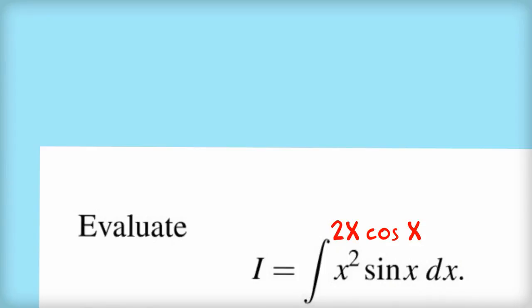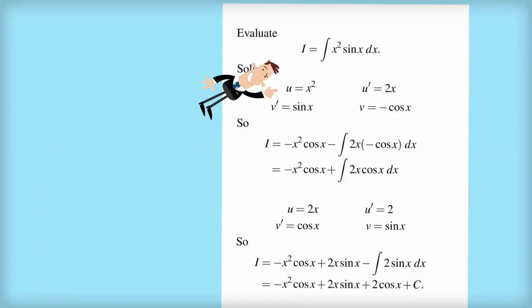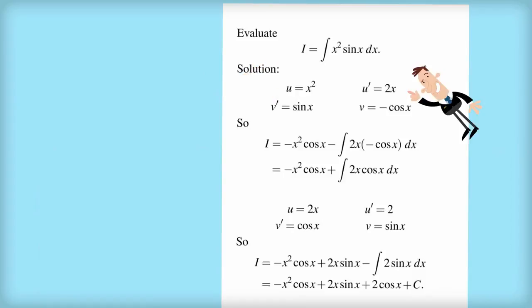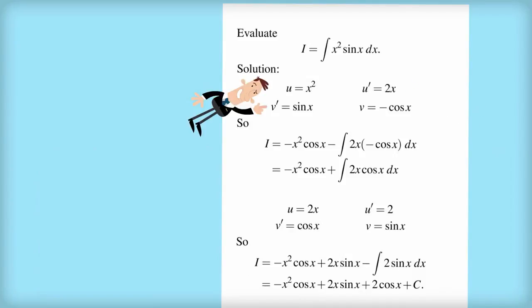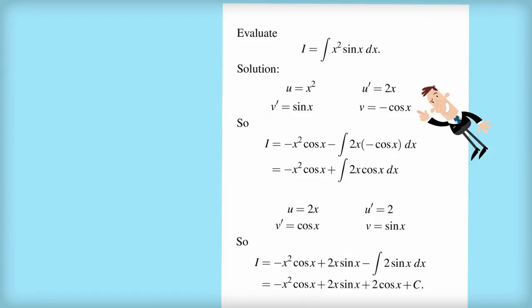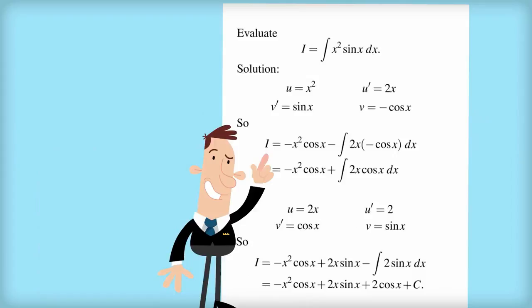And if we then integrate that again, well, the 2x is just going to go to 2, and the cos x will go to sine x, and we'll be left with a very easy integral. So let's see how this works. So we said that we'd take u equals x squared, which means that the derivative, u dash, is equal to 2x. We'll let the derivative of v with respect to x equal sine x, which means that v equals negative cos x. So that gives us I, the integral that we're asked to evaluate.